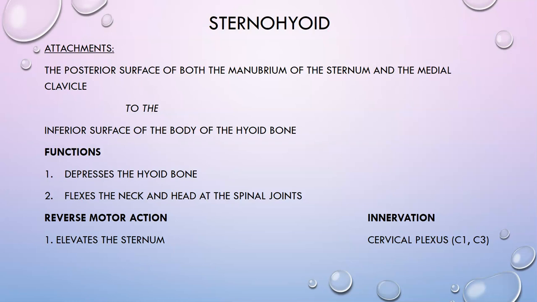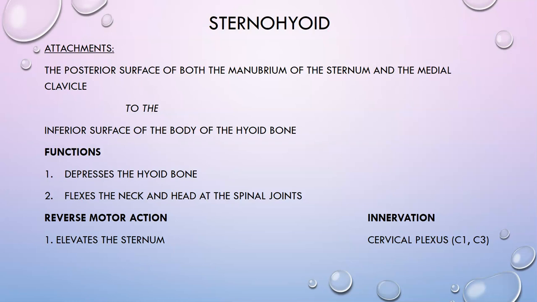So the sternohyoid arises from the posterior surface of both the manubrium of the sternum and the medial clavicle, and goes up to the inferior surface of the body of the hyoid bone. Remember that the body is the anterior part of the hyoid bone. Its main function is to depress the hyoid bone, so pulling the hyoid bone down. It also is a minor flexor of the neck and head at the spinal joint, so it also pulls the chin down towards the chest.